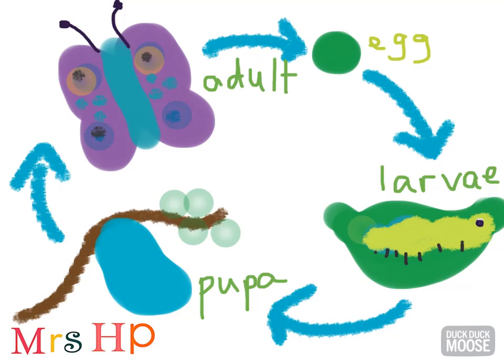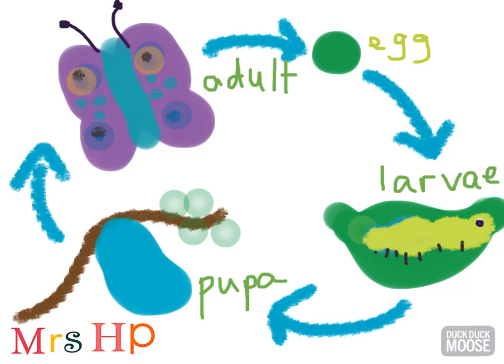So I am Mrs. HP, and this is my explanation of the butterfly life cycle. Every butterfly starts his life or her life off as an egg. They then hatch and eat as much as they can as a larva, which we usually call a caterpillar. But the stage in the life cycle is larva.